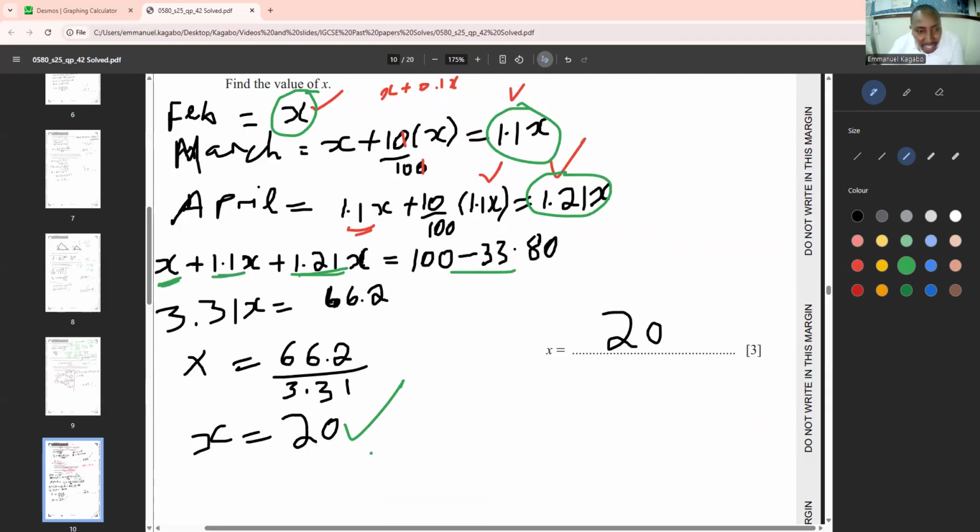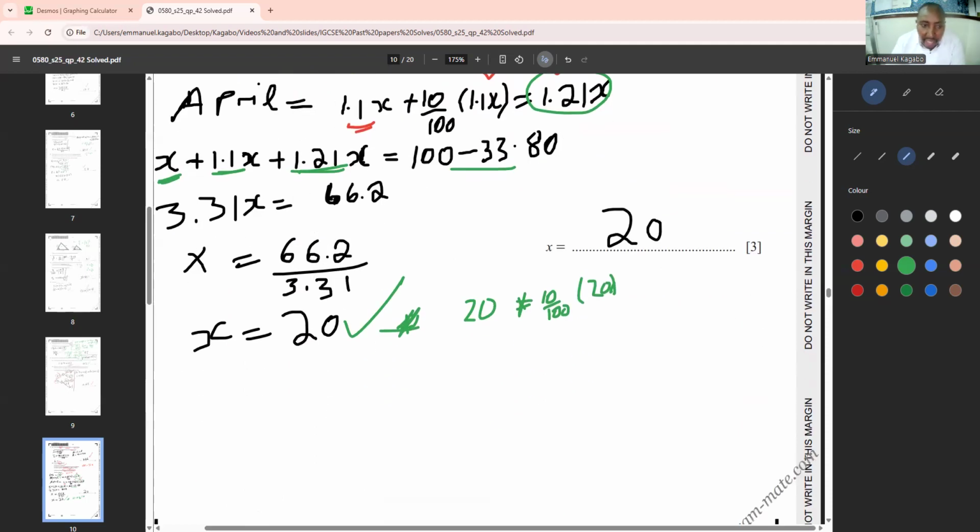So how much did he spend in March? You just do 20. No one is asking you that. I'm just showing that. It will be 20, don't mind about that, plus 10 over 100 of 20. Do you get that? So you work out, that's what he spent. And then if you want for the next one, you can keep on doing the same thing. Okay, very good question, guys.